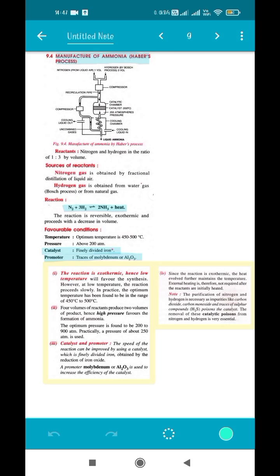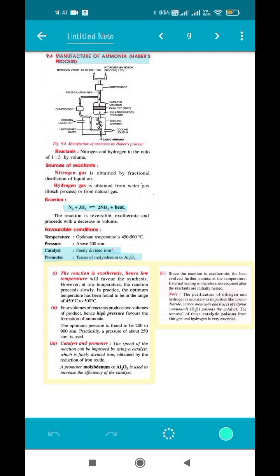Next is the manufacture of ammonia on a large scale basis in factories which produce only ammonia, and this process is known as Haber's process. Very important. You have to learn what are the things used, why are these things used, what are the conditions that have to be followed while performing this procedure, everything.